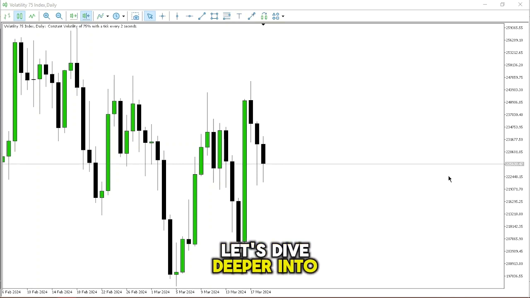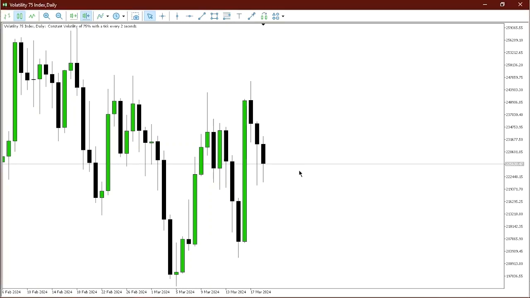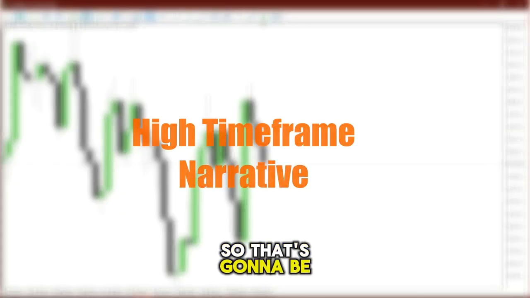Let's dive deeper into the unicorn model. Now let's see some rules for the unicorn model. For every high probability trade setup that we can take, first and foremost, the most important thing is always going to be your high time frame narrative. So that's going to be the first thing.